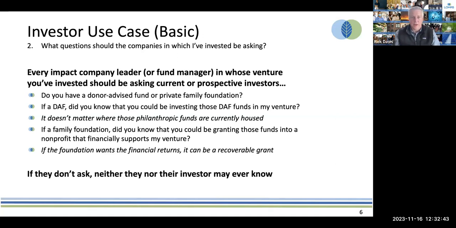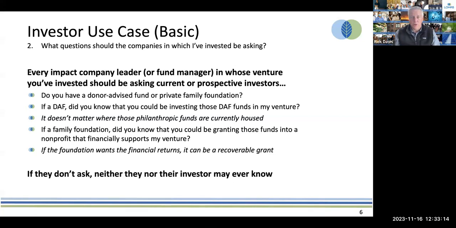Do you have a donor advised fund or private family foundation? If they say, yes, I have a DAF, you should ask them, did you know that you could be investing those DAF funds in my venture? The interesting aspect here is, as I mentioned earlier, donor advised funds are the most common and popular philanthropic vehicle, and we have many billions of dollars stuffed inside them, but virtually nobody knows that they can be investing that money in things like you're investing.